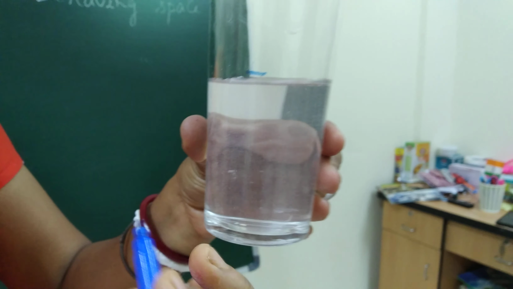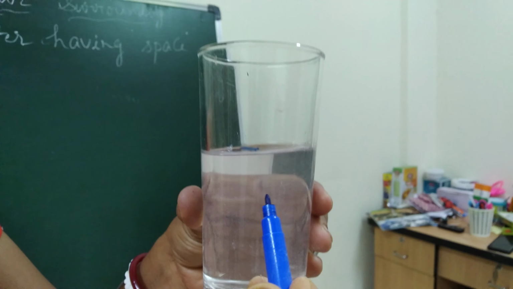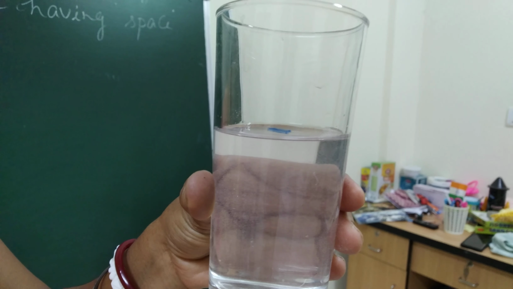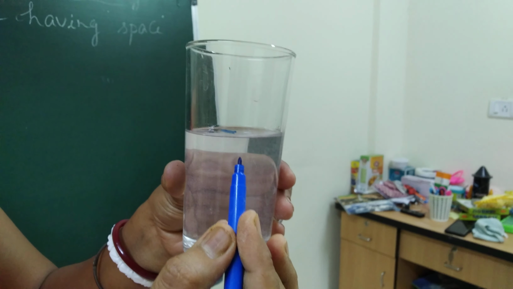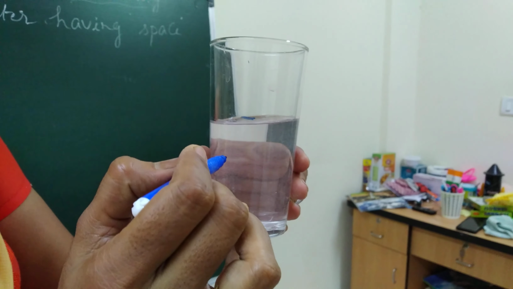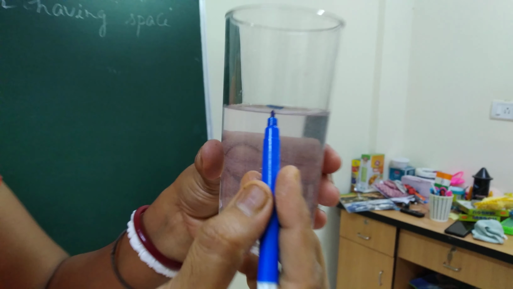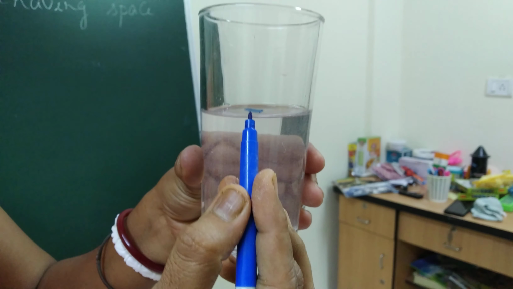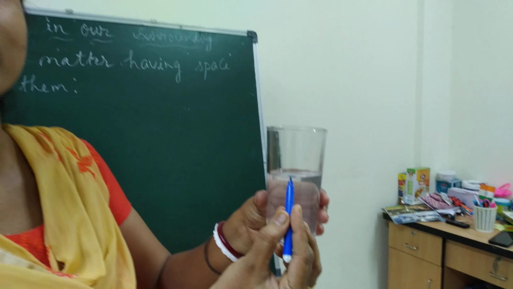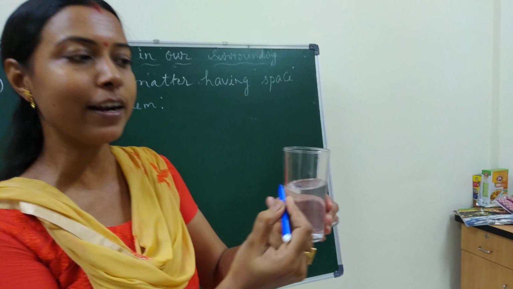Now some lumps are there, no problem. Okay, now check the water level. Though I have added 1 teaspoon of salt into the water, the water level has not increased. Same water level. How is it possible?